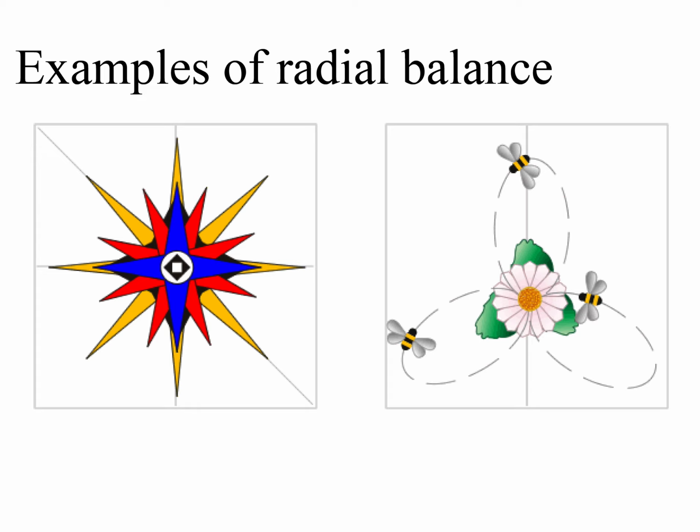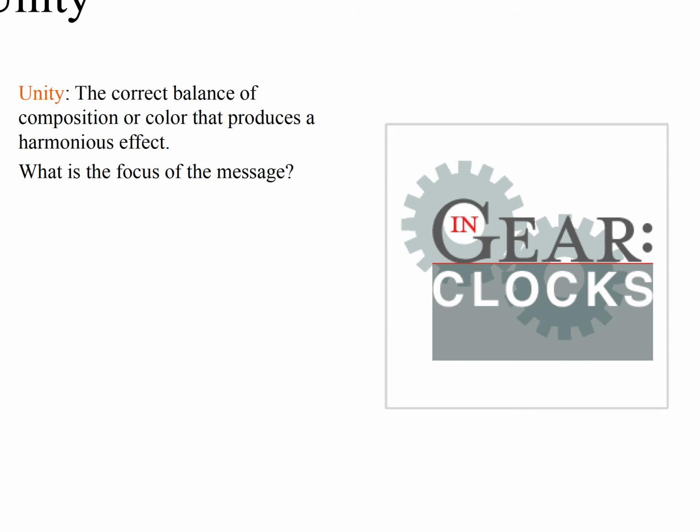And then here's radial balance. So radial basically means circle or like a radius. If you were to cut these in half along the y-axis, they would be the same. And then we have unity. A lot of things could make unity. In this instance, it's using balance of composition, of color, and creating a harmonious effect.